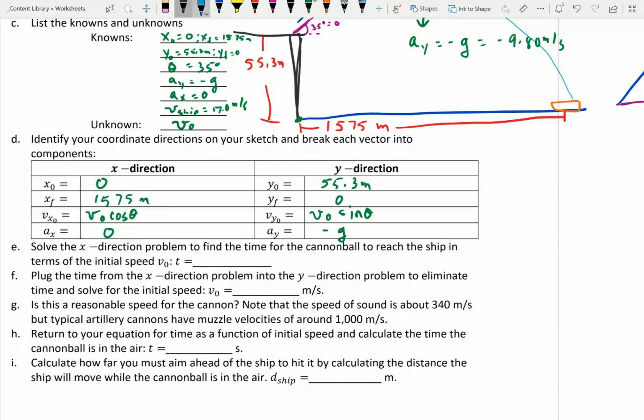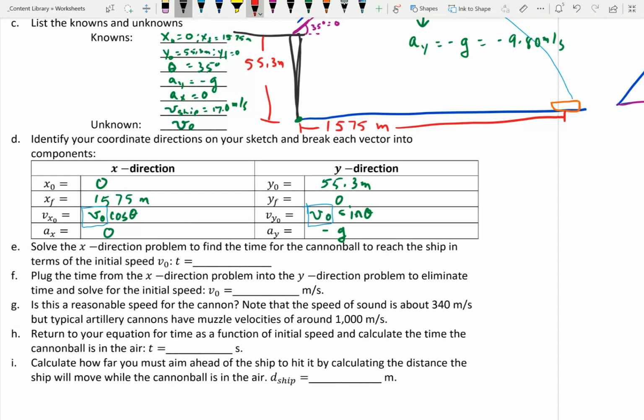Now, if we look at this, there's an unknown also there. So whether I am doing x or y, I am going to have two unknowns. I'm going to have time as an unknown and V0 as an unknown. So if you think about it, it doesn't matter if I do the y direction first or the x direction first. And so then you say, well, why do you do the x first? Because the x has two zeros. It's going to be a simpler equation. So that's why I did the x first.